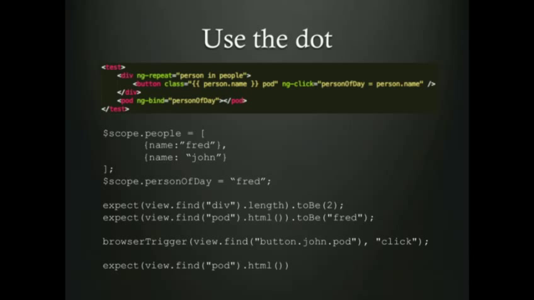So I'm going to find a button to click. Expect the length to be 2. Yeah, that works. It stamps them both out just fine, all my buttons. I'm going to find the person of the day to be Fred. That's true, works just fine. I'm going to click that button in a nice Angular-friendly way and click John's button, since there's 2 of them.